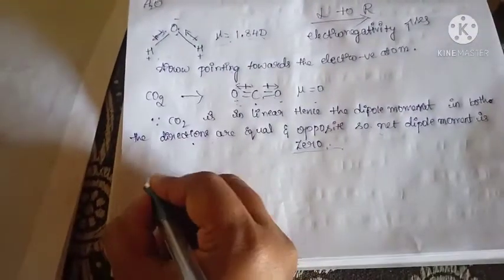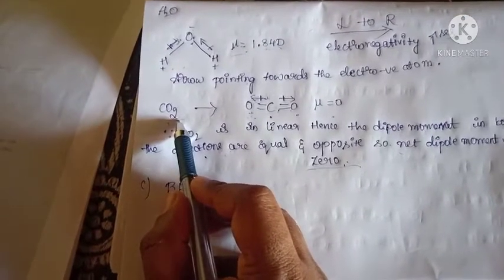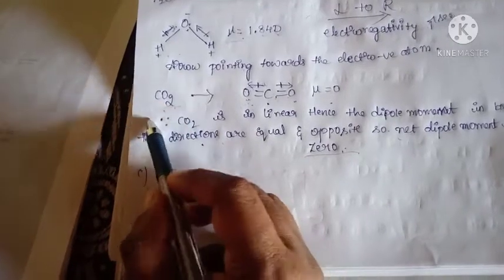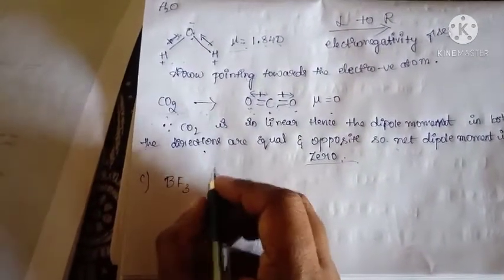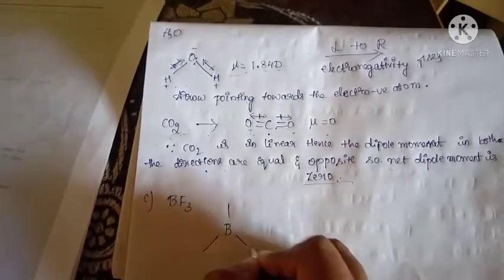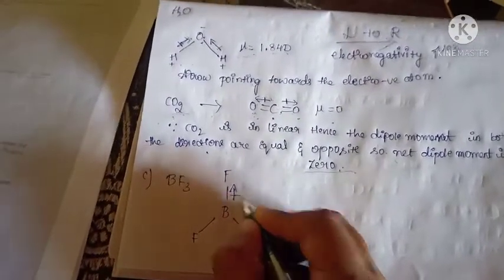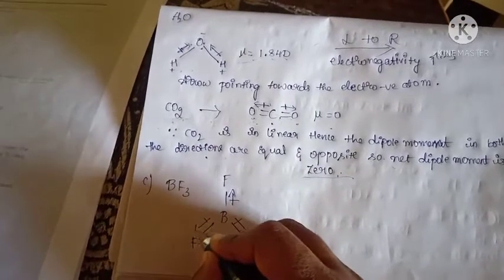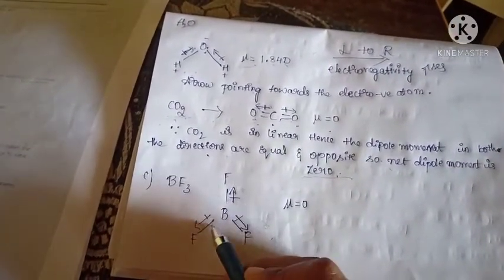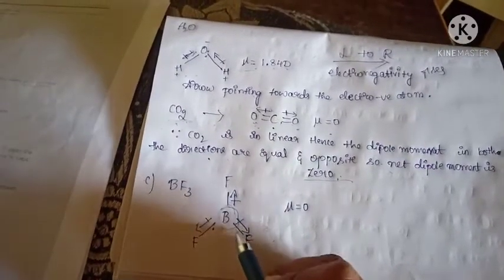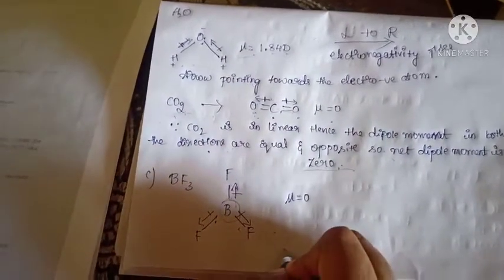In BF3 also, you have to consider the same. This molecule is also called a non-polar molecule. It doesn't have a net dipole moment; the dipole moment is 0. Here also, in BF3, compared to boron, fluorine is the more electronegative atom, so the arrow mark should go towards the fluorine atom. Here also the dipole moment is 0 because they equally share the electrons from the boron atom. So the net dipole moment is 0. This is all about the dipole moment.